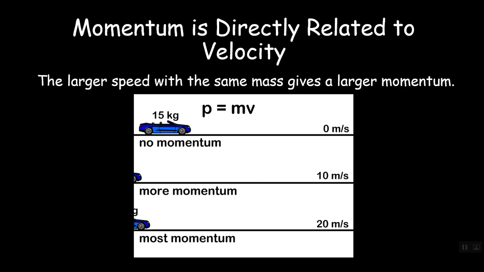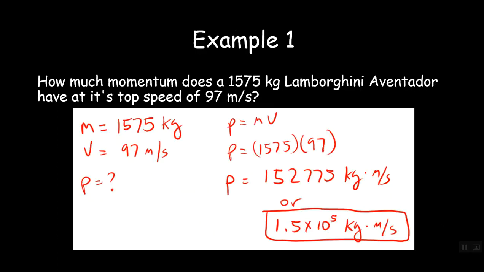the bigger the momentum. So here we see the same mass car, but when there is zero velocity, there's zero momentum. When there is 20 meters per second, that's the most momentum. The faster it goes, the more momentum there is.